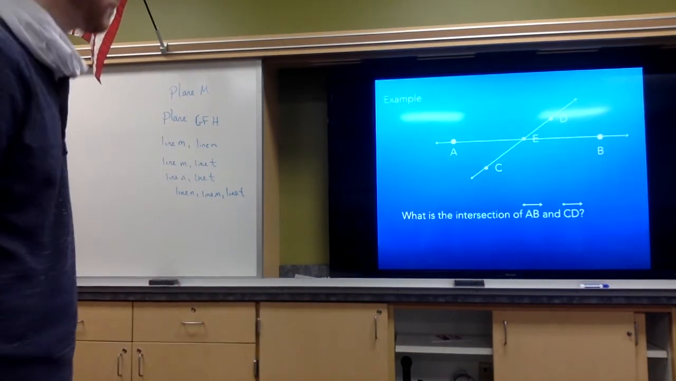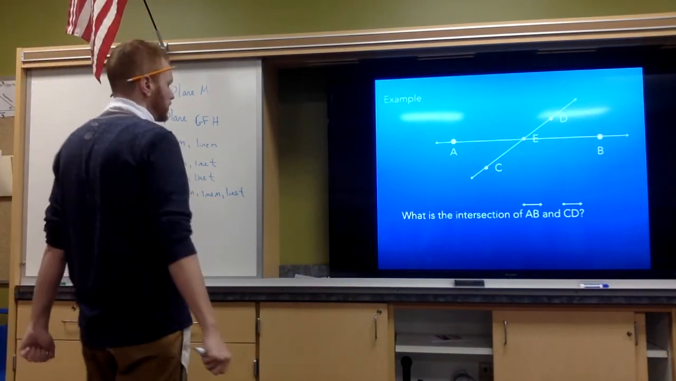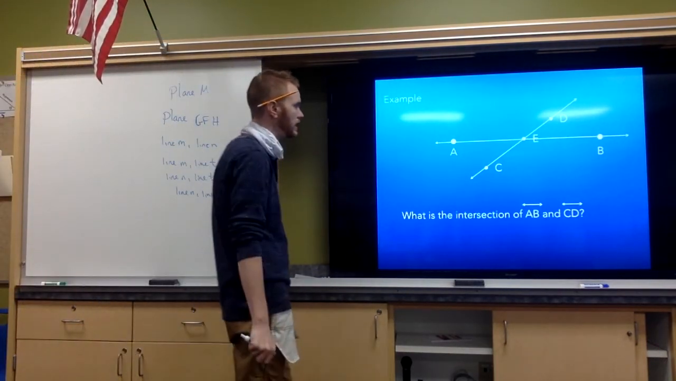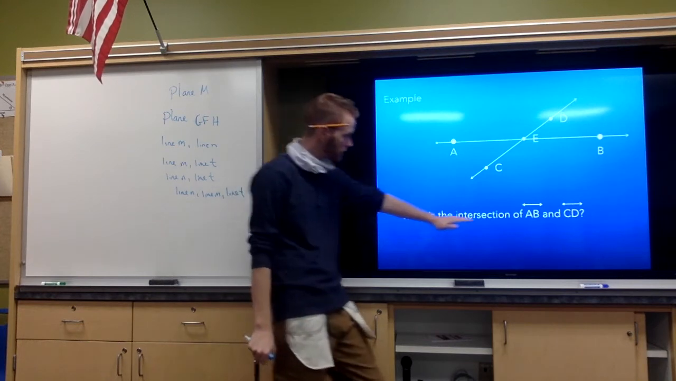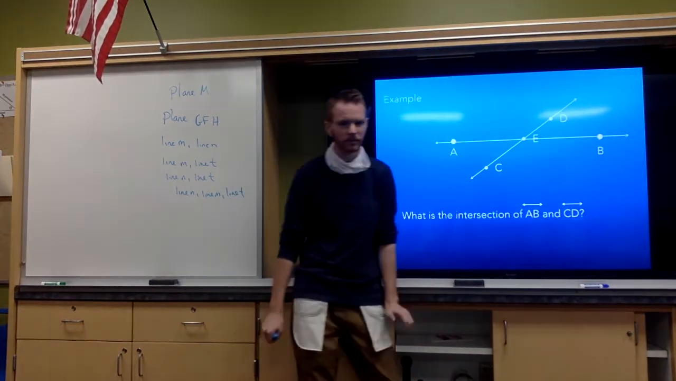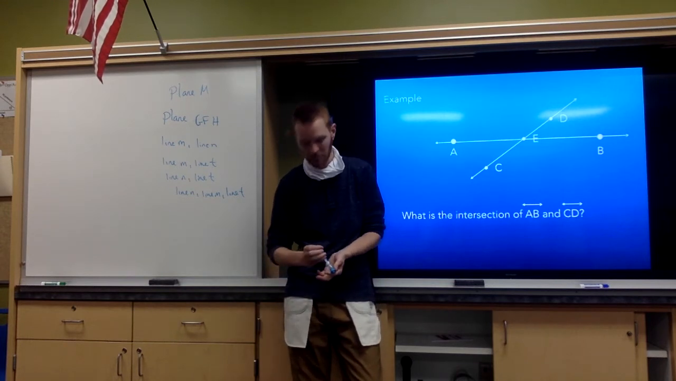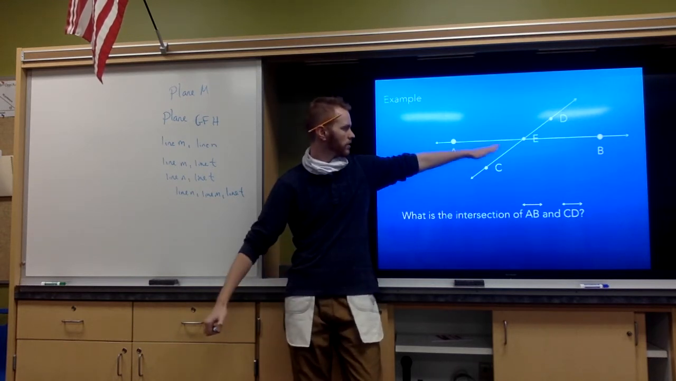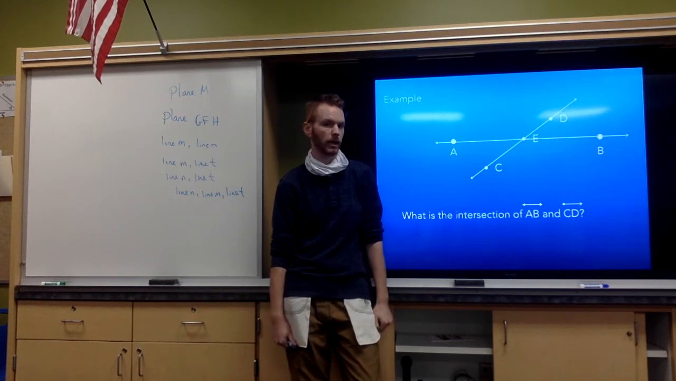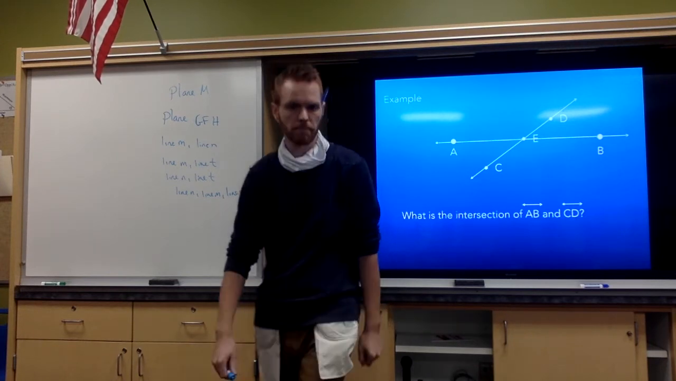Okay? Example. What's the intersection of line AB and CD? Notice they use the proper labeling. You should do that as well. Remember, I'm going to be a little bit picky when it comes to that. Answer is point E. Okay? Point E is the intersection.